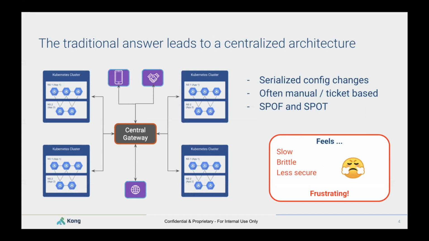Typically, one answer could be, well, let's just throw a gateway in the middle. Throw a good old API gateway in the middle and have every service that needs to be exposed from any given cluster for usage by other clusters or by some of these external services I mentioned, have to call it through this central gateway. Well, it turns out this is causing a lot of frustration.